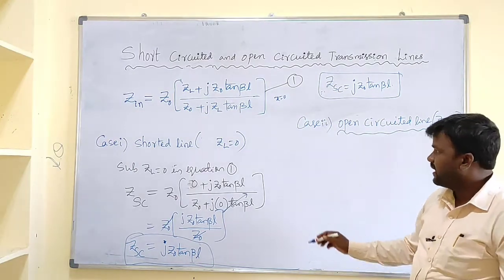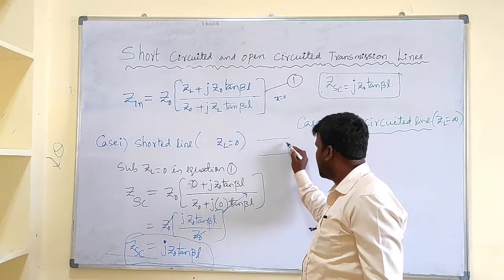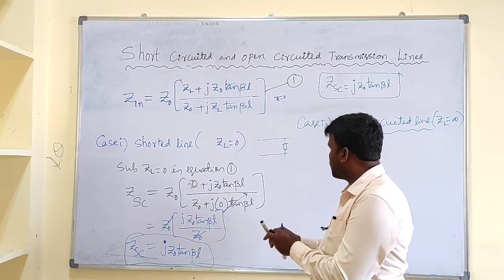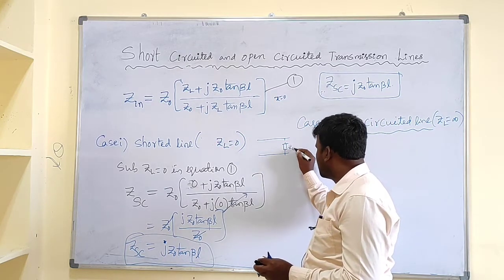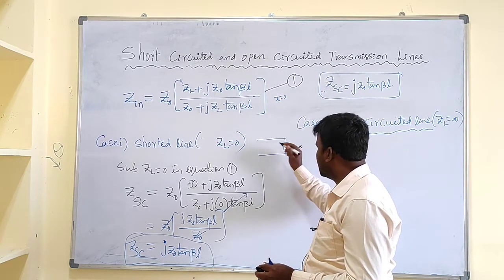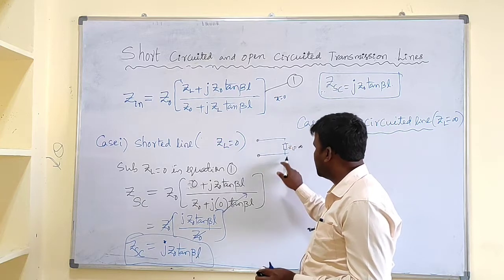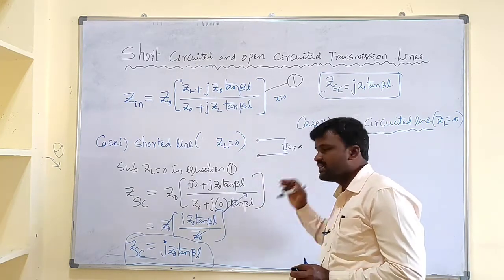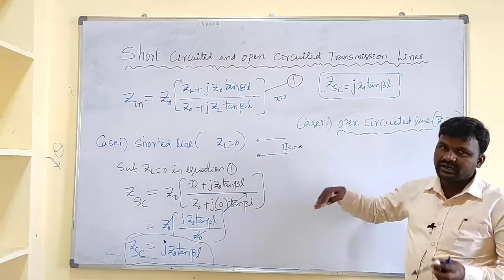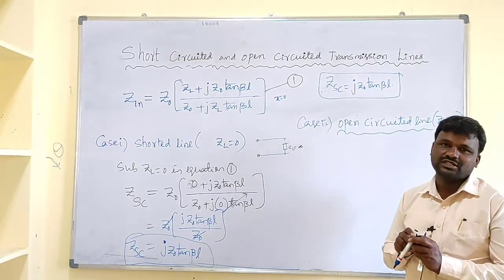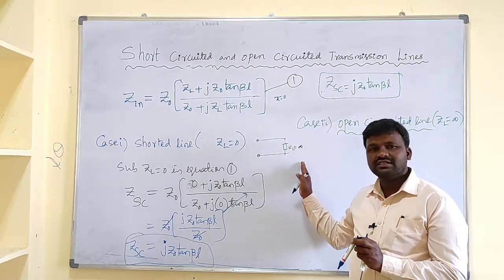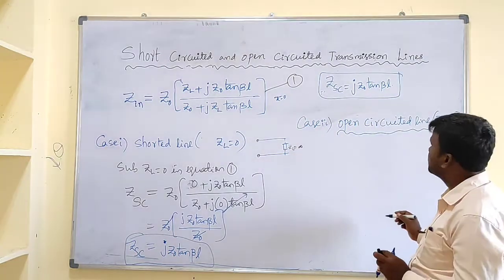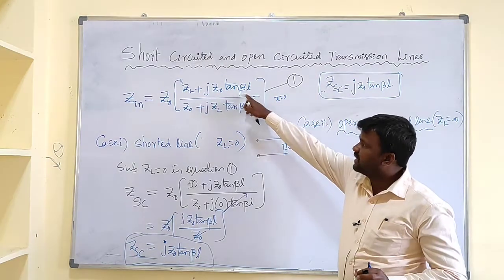In this case, our transmission line is terminated with a load impedance equal to infinity. So this is the input end, the source end, and this is the load end. For the open circuit, current is 0, and current is 0 means impedance is maximum, that is infinity. So let us substitute ZL equal to infinity in this one.